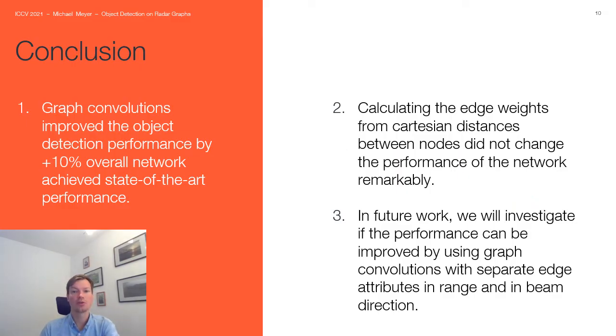Using graph convolutions for information aggregation and extraction of features from the radar tensor, we improved the object detection performance by plus 10 percentage points and achieved state-of-the-art performance. This demonstrated that due to their properties, graph neural networks are very well suited for radar data. However, calculating the edge weight from Cartesian distances between nodes did not change the performance of the network remarkably. The reason for this might be that the signal is more distributed in the beam dimension than in the range dimension, and these dimensions need to be handled separately.